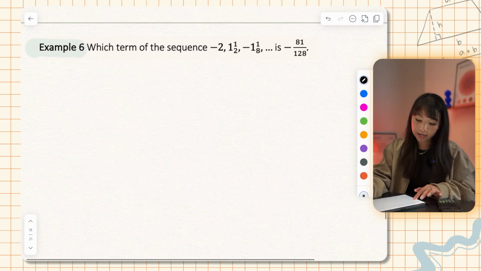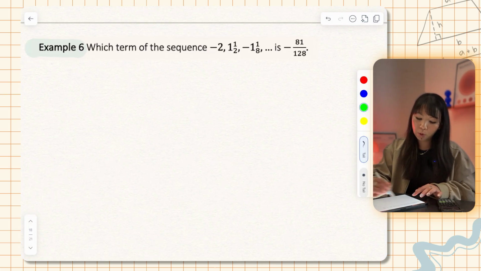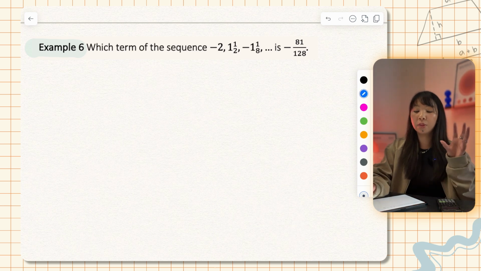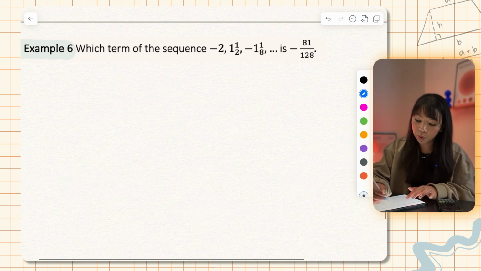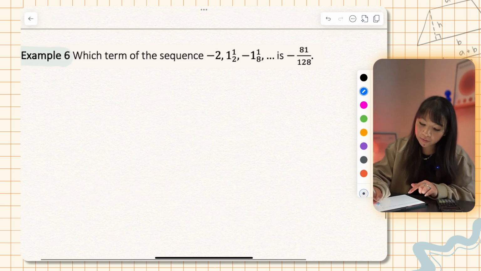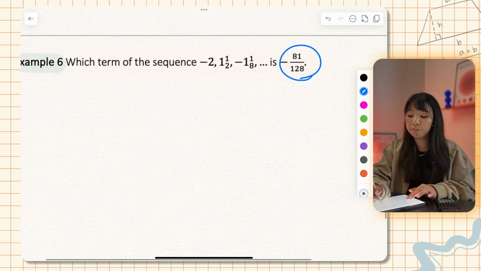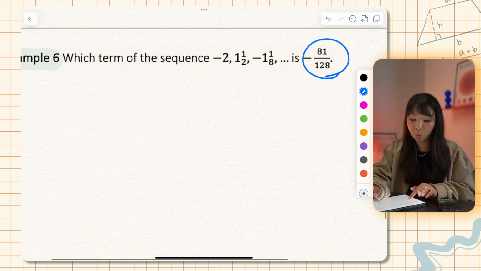Perfection. All right, example 6. Which term of the sequence is this? Now, this is just worded differently, but it's the same process as the question we just did before. So we're trying to figure out if this term is in the sequence, which term is it?